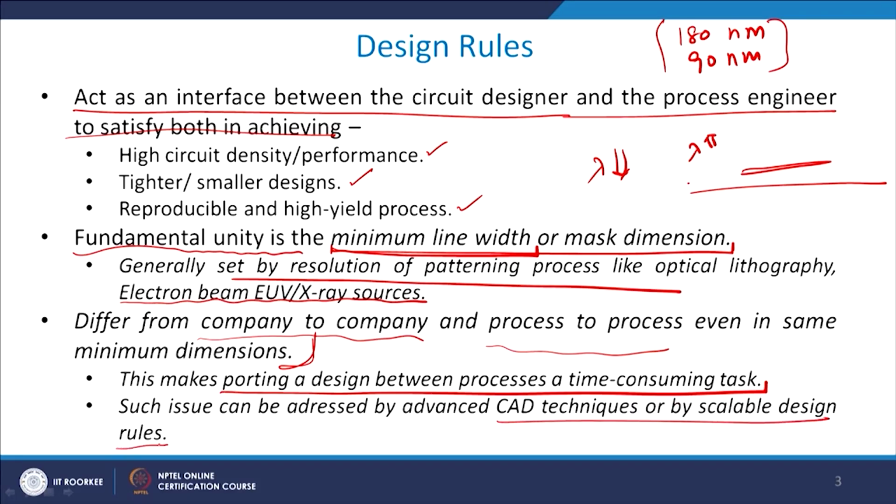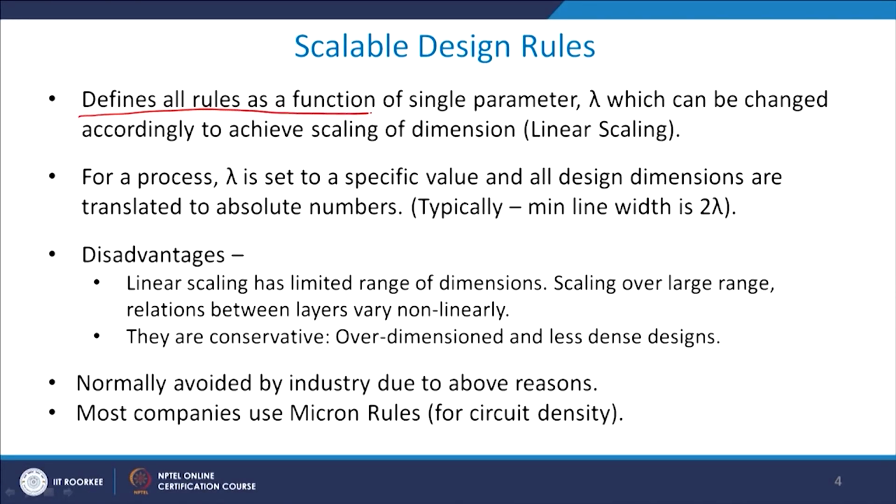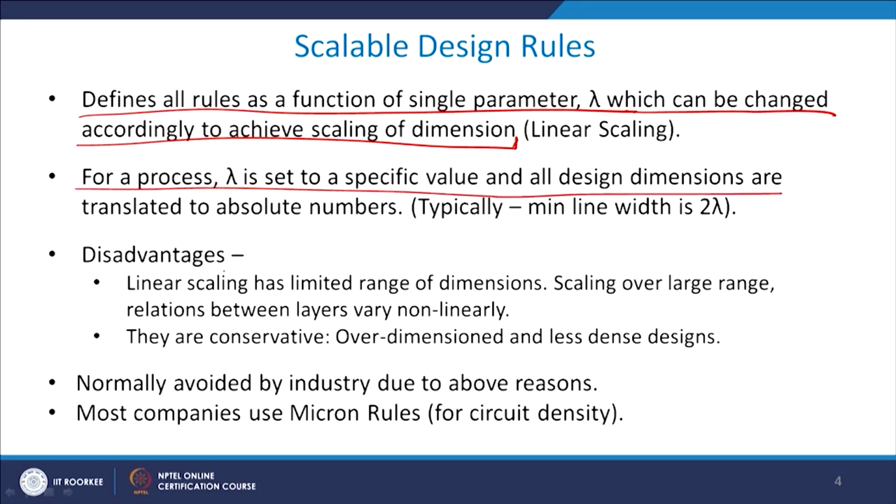So, there are certain CAD tools or CAD techniques which scale the design. So, we use scalable design rules. I can either use a CAD tool to do that, or I use a scalable design rule to take care of this. Let me therefore come to what is known as the scalable design rule. The scalable design rule defines all the rules as a function of a single parameter lambda, which can be changed to achieve scaling of the dimensions. So, linear scaling, as we say. Secondly, for a process, lambda is set to a specific value, and all the design dimensions are translated to absolute numbers, typically minimum line width is 2 lambda.